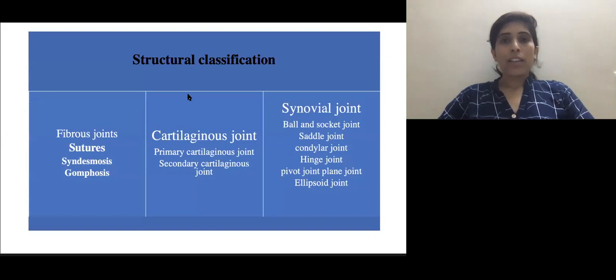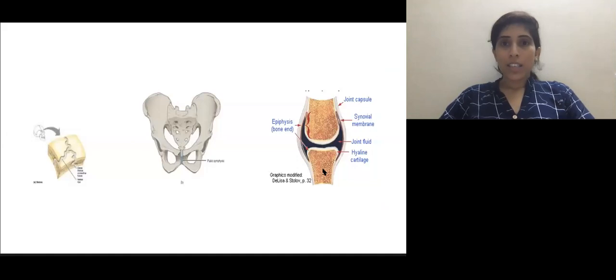So again we'll see the structural classification. Fibrous type of joint includes the sutures, syndesmosis and gomphosis. Whereas cartilaginous type of joint is the primary cartilaginous type of joint and secondary cartilaginous. Whereas synovial type of joint includes ball and socket type of joint, ellipsoid joint, plain synovial joint, then hinge joint, bicondylar joint and pivot joint. We'll see all the joints in detail.